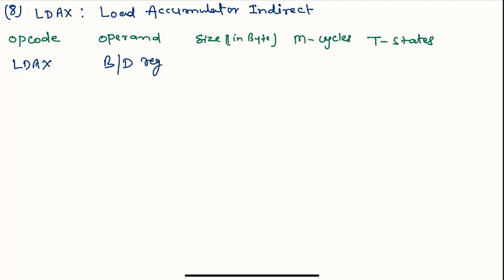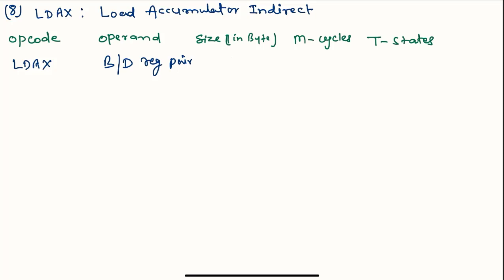Here we are not using the HL register pair as an operand because the HL register pair is already used as a memory register. That is the reason we are not using the HL register pair as an operand. We are using only the BC register pair or the DE register pair for the instruction LDAX. First we'll see its functionality, then we'll find out the rest of the parts.